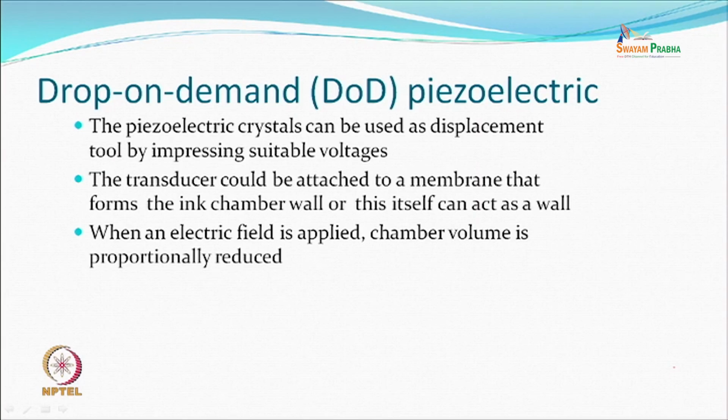Sometimes the sensor itself may act as a wall. So, you can appreciate, as long as the chemistry of the ink is not such that it is going to destroy the sensor, then you can use that as well, but that is obviously dependent. So, the volume will be proportionally reduced when you apply the electric field, and then the ink drop will be ejected. So, it appears that if you control your voltage and you have the right kind of circuits, then the drop size can be controlled.